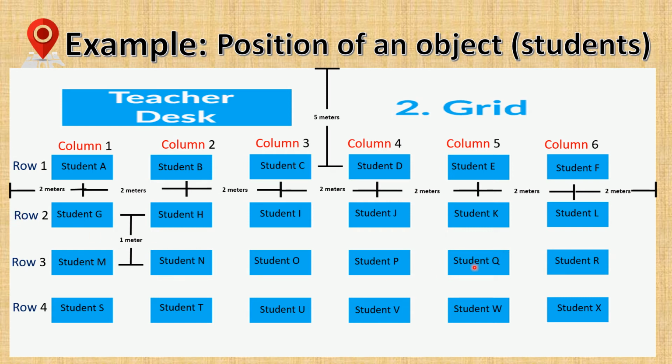So how about student Q? So student Q is located 4 meters from the right wall, and let us determine how many meters he is from the front wall. So 5, 6, 7. So that is 7 meters from the front wall. Okay, so do you understand? So let us have some activity later.